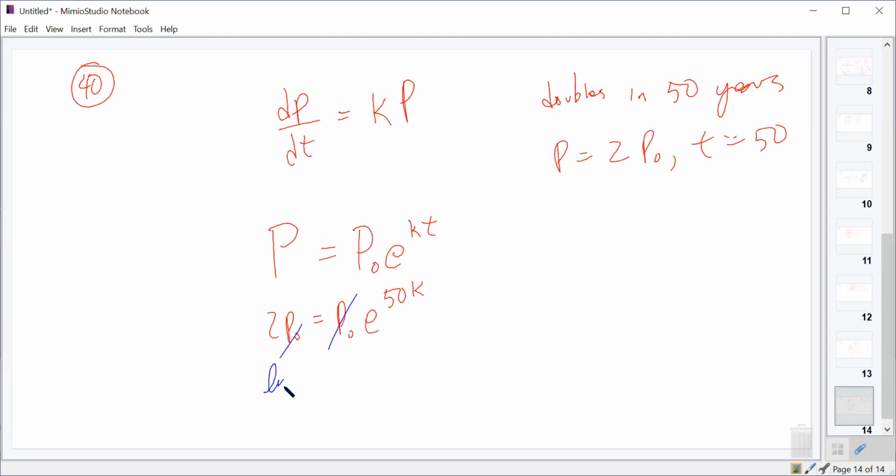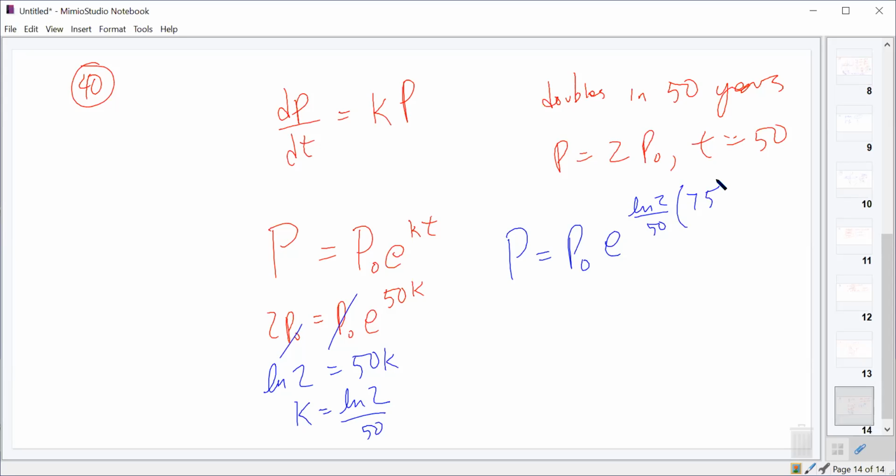So we'll cancel out the P naughts, and we'll take the natural log. Natural log of 2 equals 50k. And so k is equal to the natural log of 2 over 50. And we're interested in 75 years later, right? So the population is the initial population times e to the natural log of 2 over 50 times 75, our number of years. And so we're looking for whatever that comes out to be.